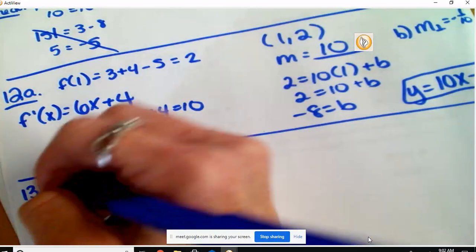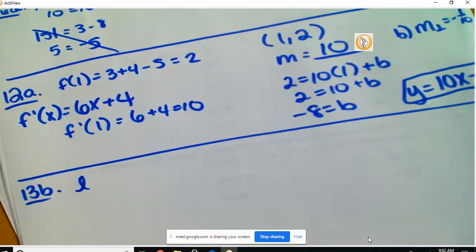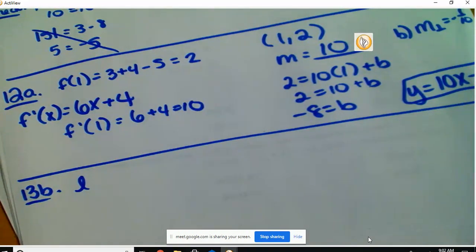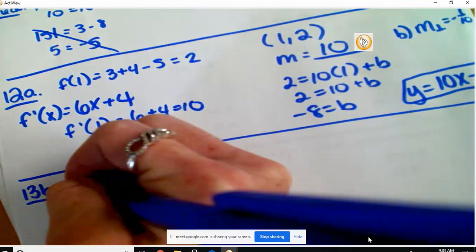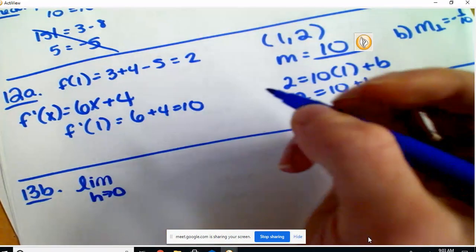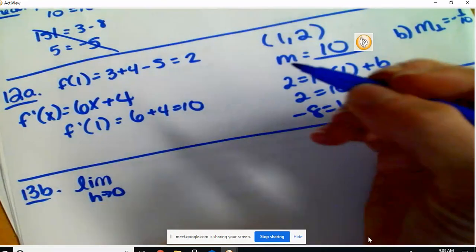Alex? F of a plus h minus f of a. Right. We had like 2 different versions that we could use. We preferred to do the one where we did the limit as h approaches 0, because then our denominator was just h instead of x minus a. So we're going to do the limit as h approaches 0. And then when we evaluate our function, we do f of x plus h.